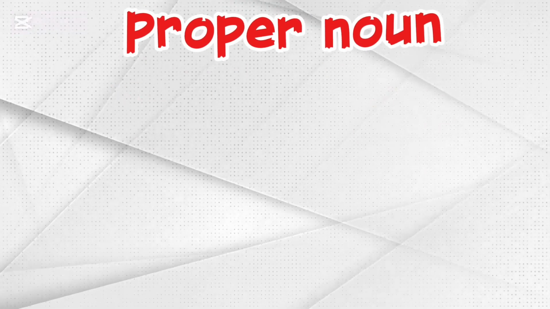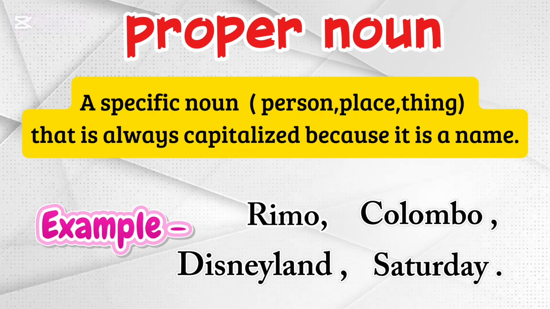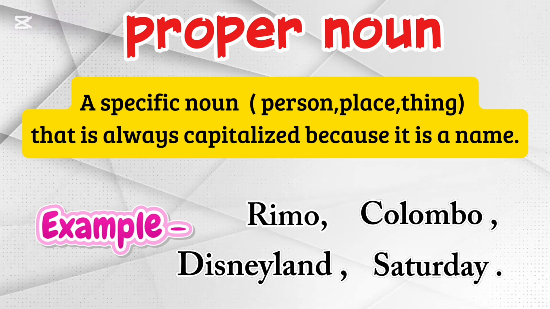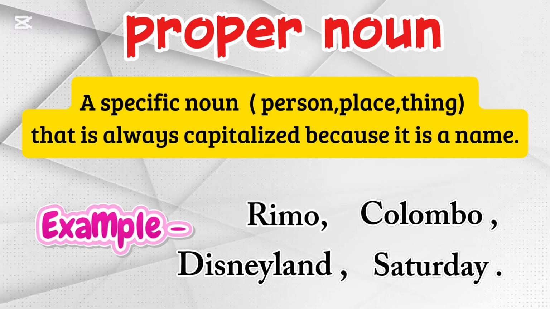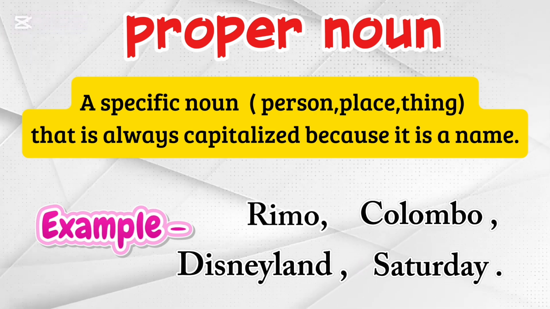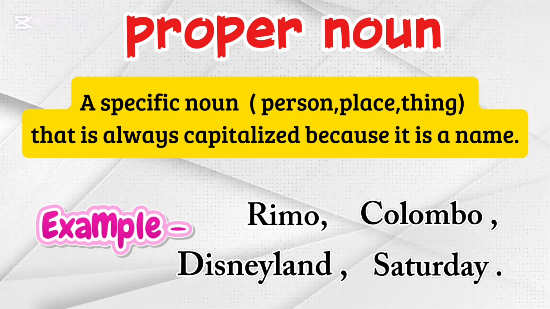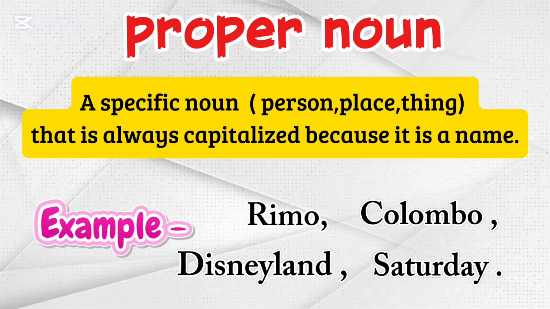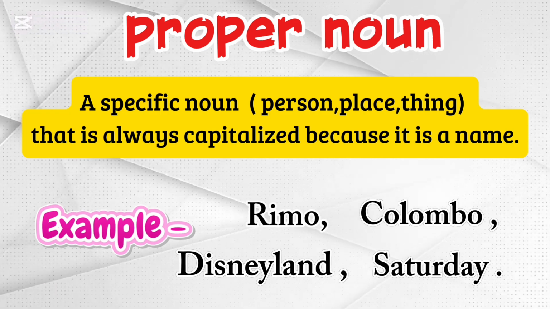Now let us learn proper noun. What is a proper noun? A specific noun, person, place, thing that is always capitalized because it is a name. Example: Remo, Colombo, Disneyland, Saturday.